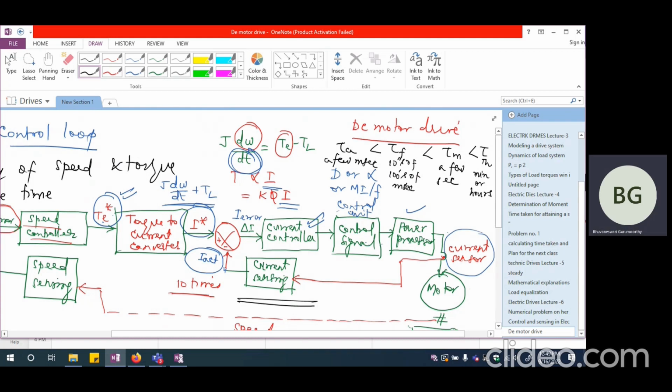So we will continue with the control of electric drives and sensing in electric drives in the next class.